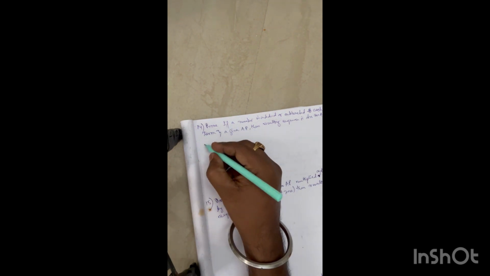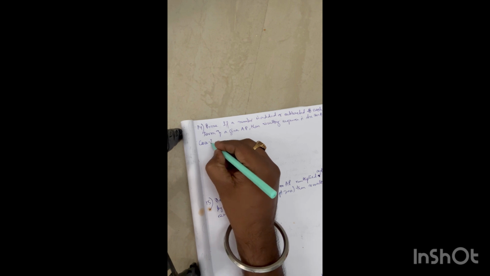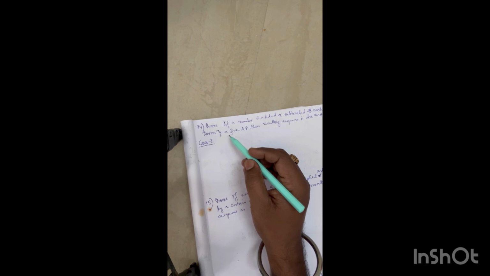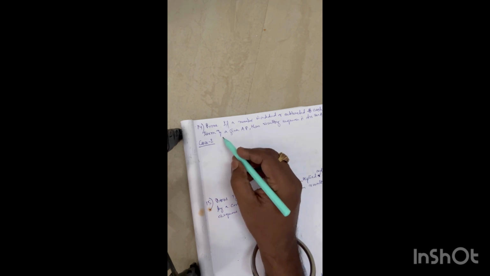Understood? So I will show you the two cases one after the other. In case one, we will add any number, which could be an integer, a fraction, anything, to all the terms of an AP, and the series we get will remain an AP. Let me take an example of an AP in general.